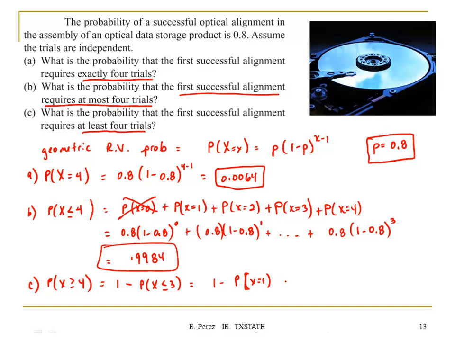So it should be 1 minus the probability of x equals 1, plus the probability of x equals 2, plus the probability of x equals 3. And when you solve this, this is equal to 0.008.